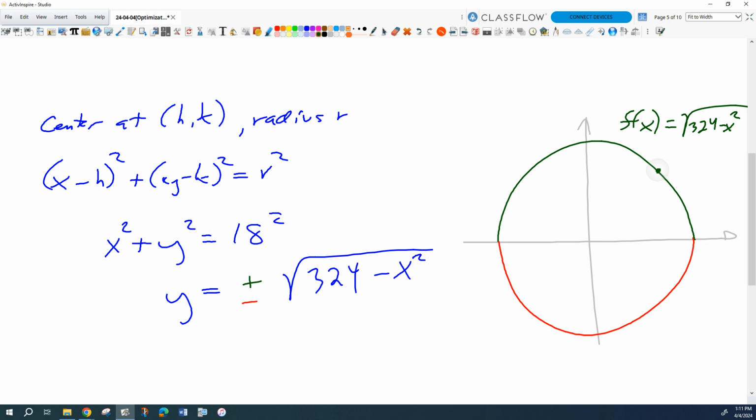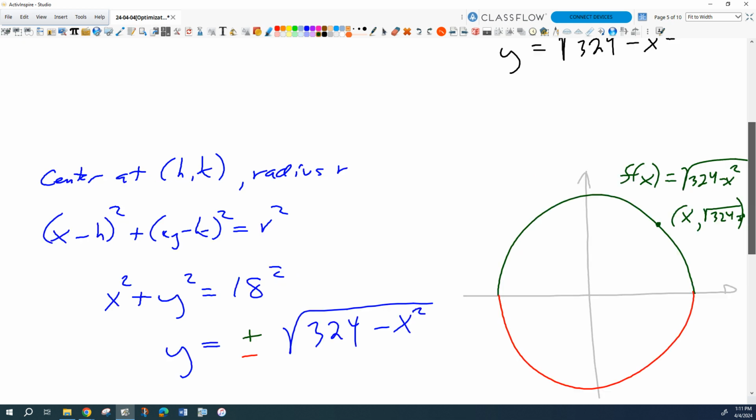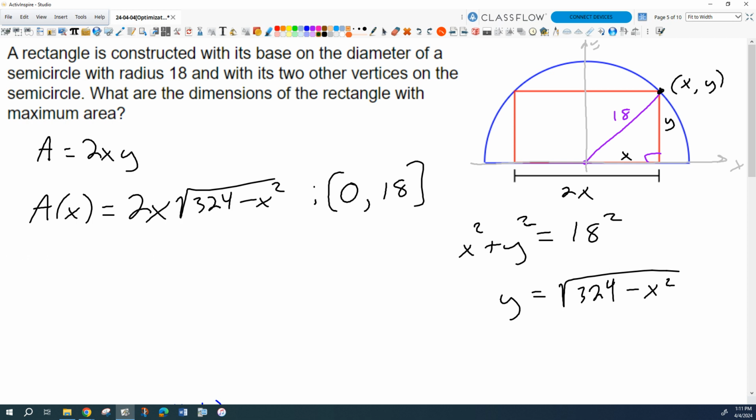Then any point on that curve is just going to have coordinates x, square root of 324 minus x squared. So we could have just done this whole problem just thinking of this as some function, and the height of the function is just y, right? That makes sense? The reason I say that is because on the test, you guys have something similar, right?